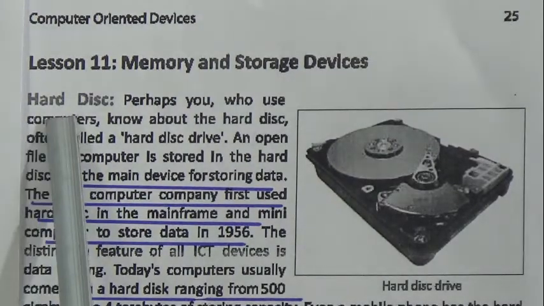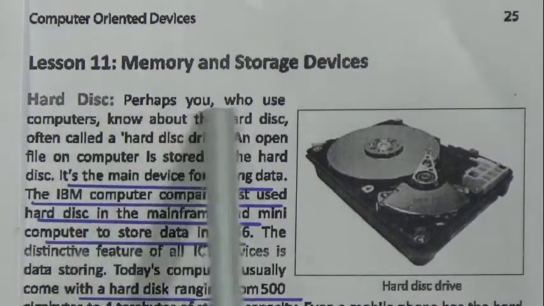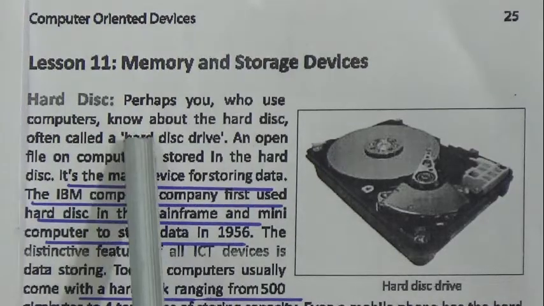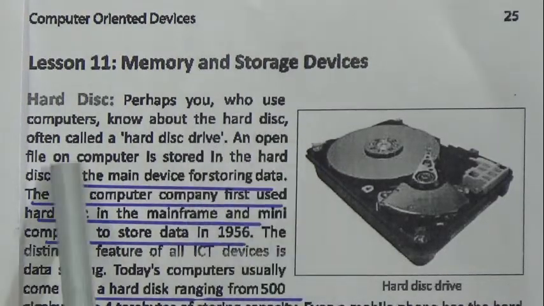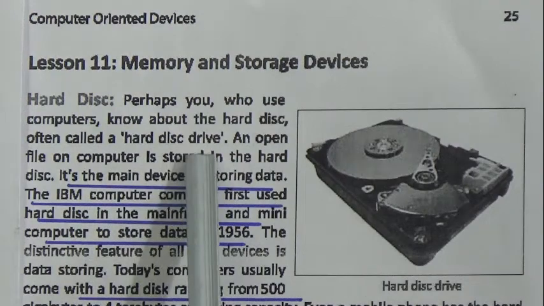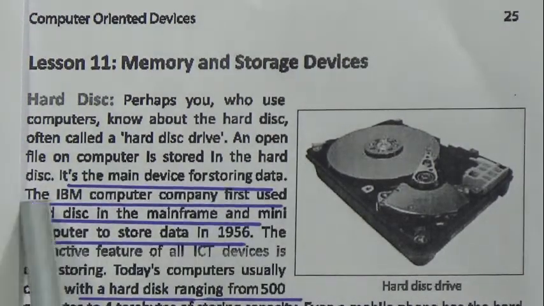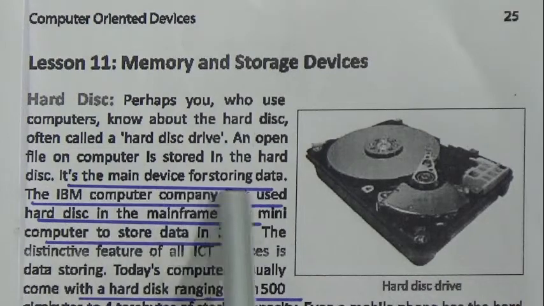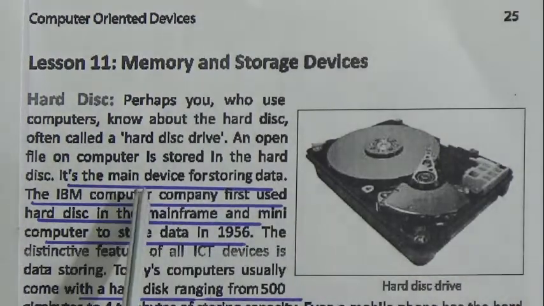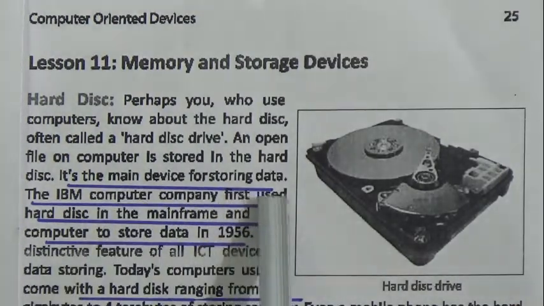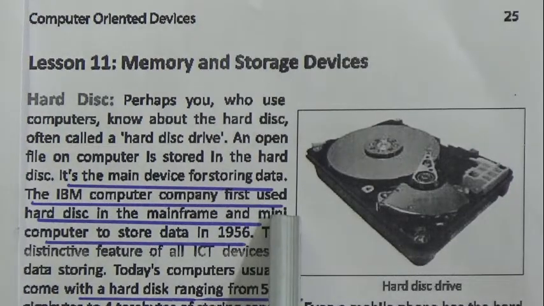Hard disk. The first one is the hard disk. Perhaps you who use computers know about the hard disk, often called a hard disk drive. An open file on a computer is stored in the hard disk. It is the main device for storing data. So the hard disk is the main data storage in a computer or in a smartphone.